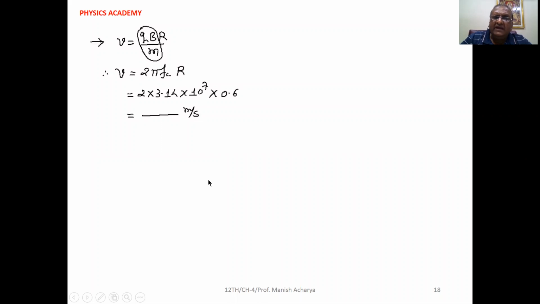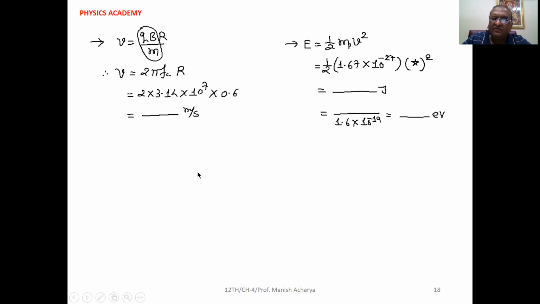Now we have the equation for speed, that is qBr upon m. Okay, but qB by m we can write as 2 pi fc. So v is equal to 2 pi fc into r. 2 pi, that is 3.14, fc, that is 10 raised to 7, r, that is 0.6. Solve this one, you will get speed of it.